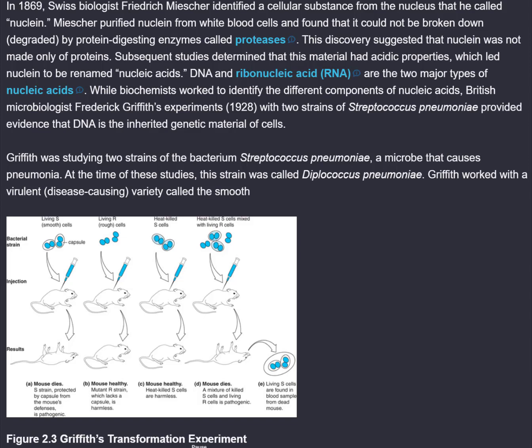Subsequent studies determined that this material had acidic properties, which led nuclein to be renamed nucleic acids. DNA and ribonucleic acid, RNA, are the two major types of nucleic acids. While biochemists worked to identify the different components of nucleic acids, British microbiologist Frederick Griffith's experiments, 1928, with 2 strains of Streptococcus pneumoniae provided evidence that DNA is the inherited genetic material of cells.